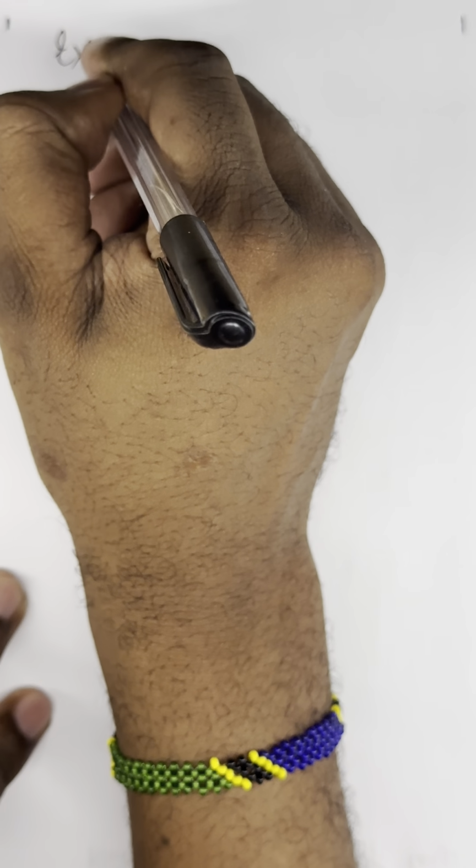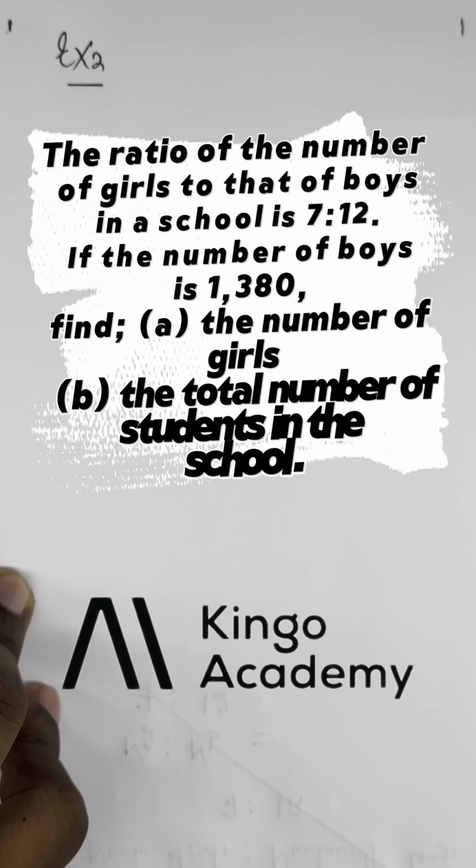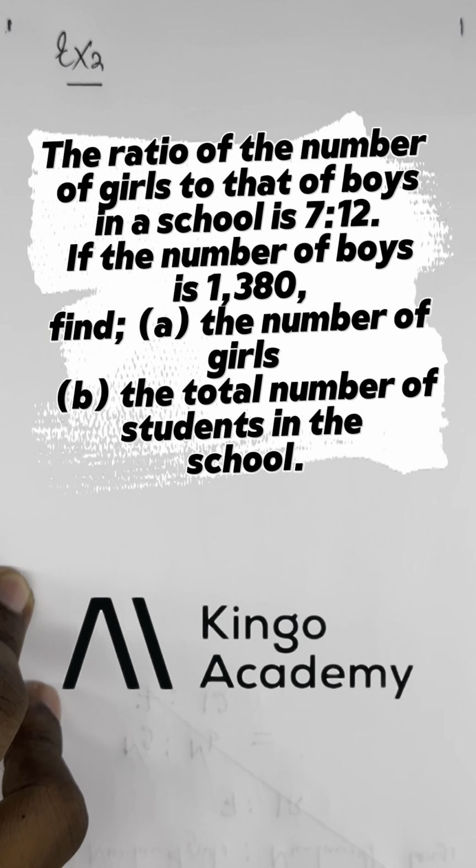Example 2 says the ratio of the number of girls to that of boys in a school is 7:12. We have been given the whole number of boys, which is 1,380. Now we are being asked to find part A, the number of girls, and part B, the total number of students in that school. Are we together? What have you been given?